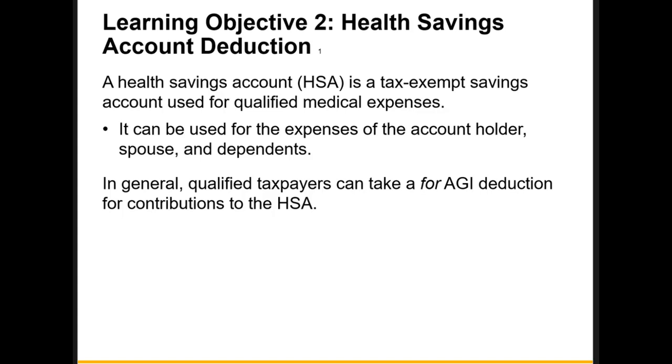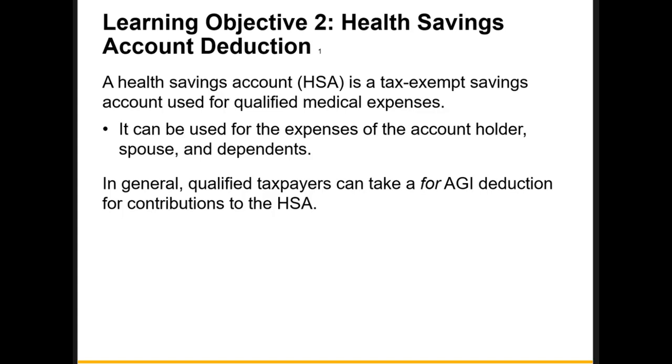The second one that we're going to look at that is a for AGI deduction is the amount you contribute to a health savings account. This is a savings account used only for qualified medical expenses. You have to set it up especially for it. It can't just be a regular savings account. It has to be set up specifically with a provider, that's what it's for.